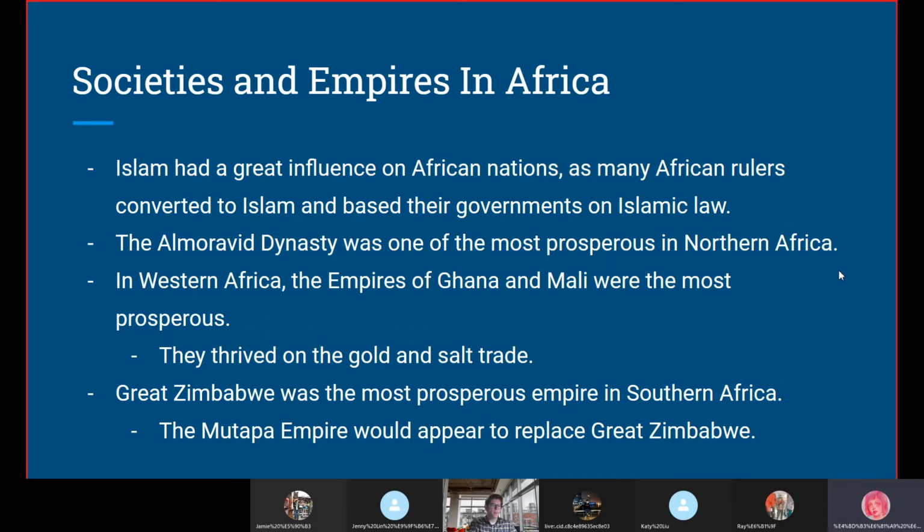One of the greatest southern empires of Africa was Great Zimbabwe. And Great Zimbabwe was also built on the gold trade. How surprising. It was connected by a trade route and was suitable for farming. Great Zimbabwe actually became the most prosperous empire until it was mysteriously abandoned in 1450. And again, it's really frustrating to historians why some of these really powerful and prosperous civilizations just disappear.